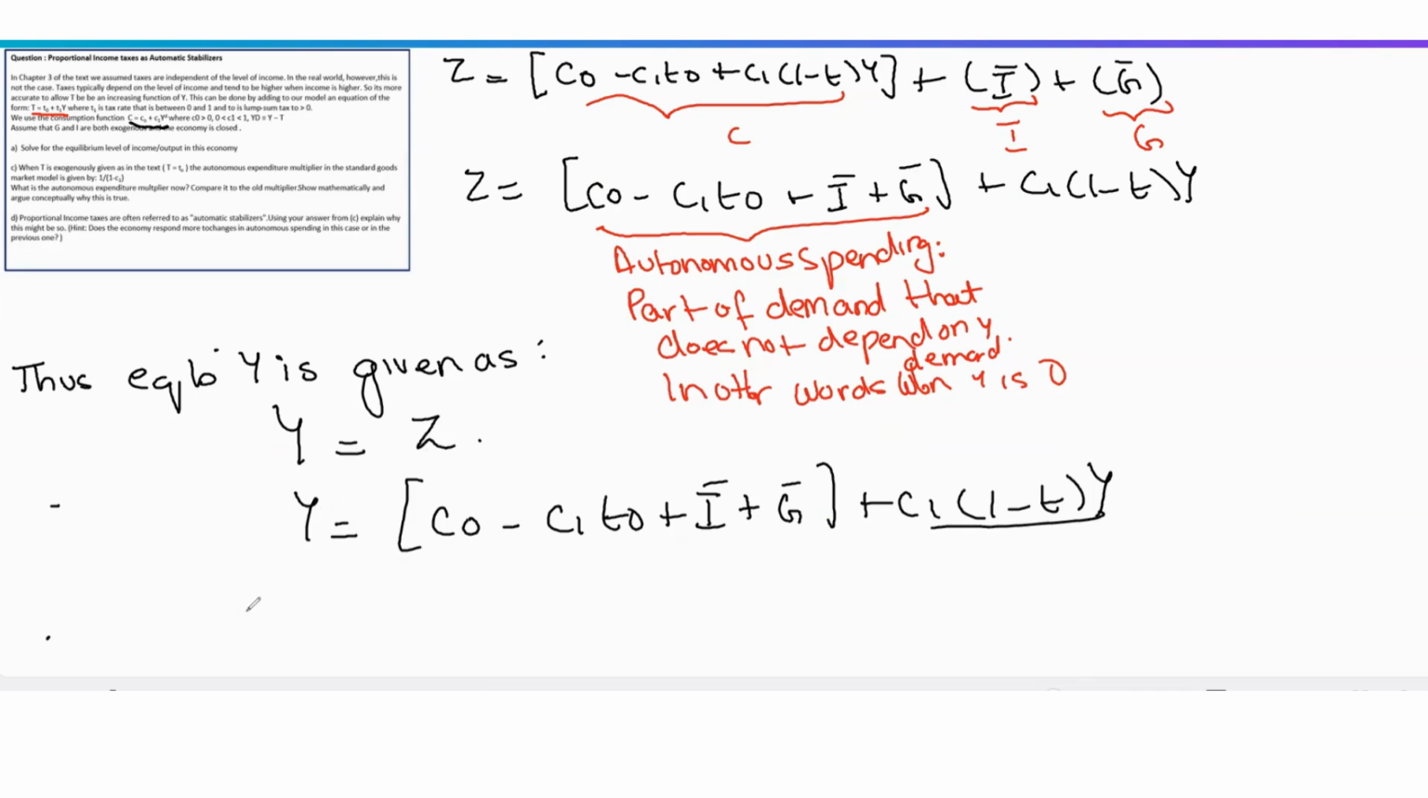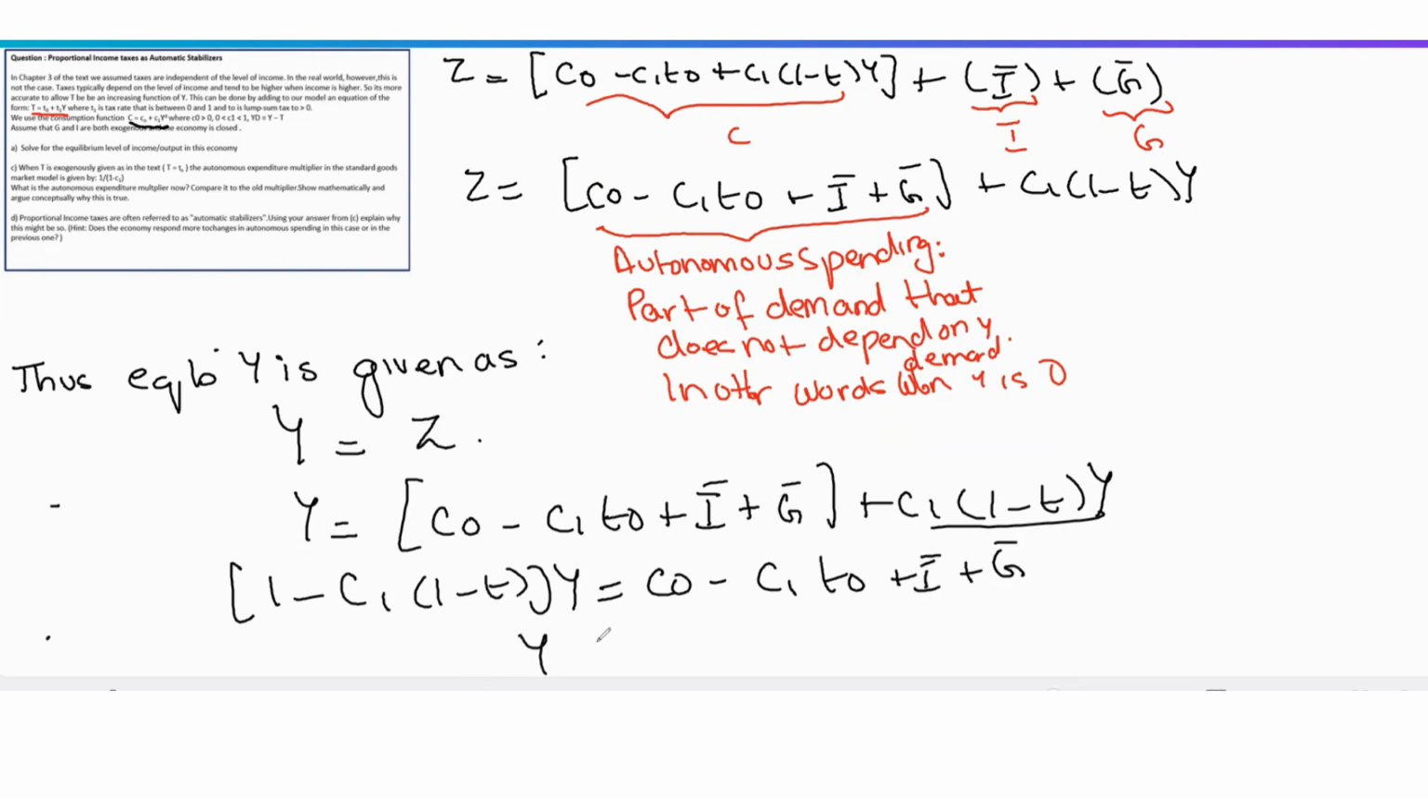So you take this term to the other side, so this becomes 1 minus C1 (1 minus T1) times y equal to C naught minus C1 T naught plus I bar plus G bar. Now this gives us equilibrium y as 1 over 1 minus C1 (1 minus T1), times C naught minus C1 T naught plus I bar plus G bar. In this way, we can find equilibrium output in this model of the goods market where we allow taxes to depend upon y instead of taking taxes to be exogenously given.